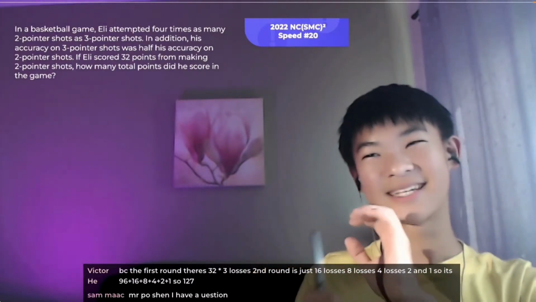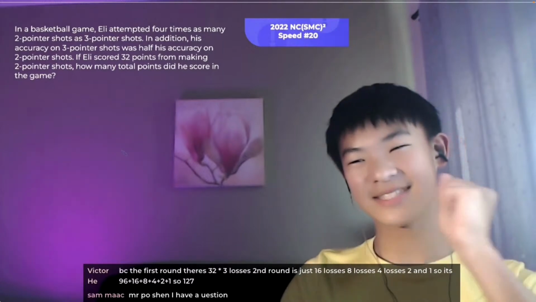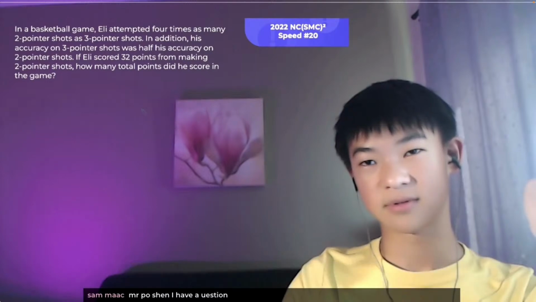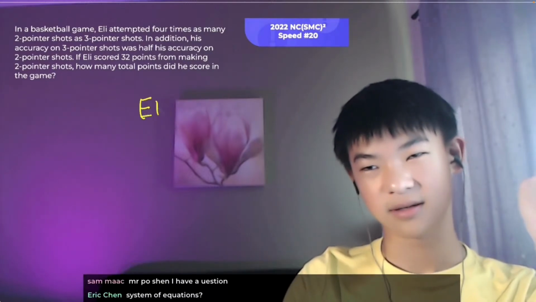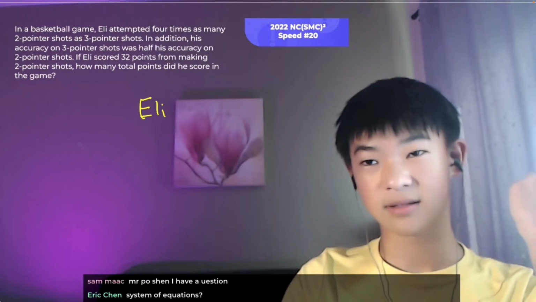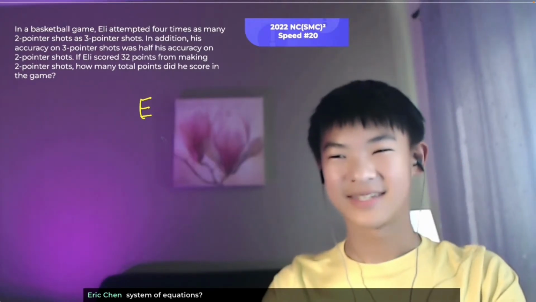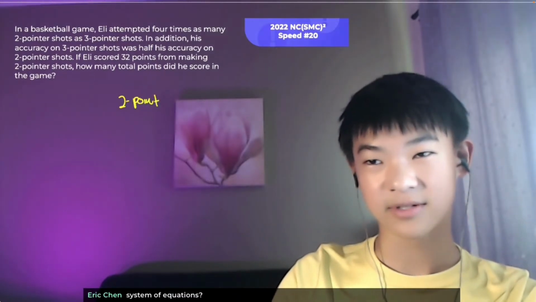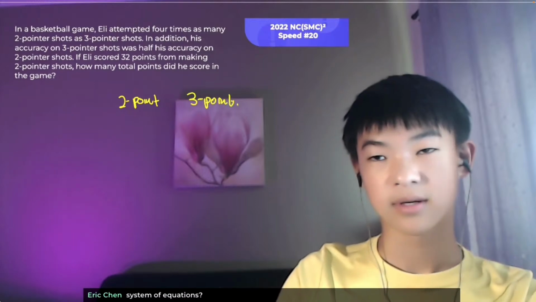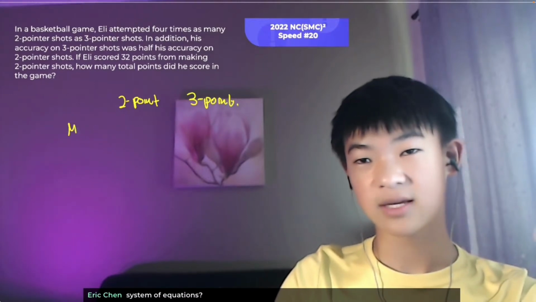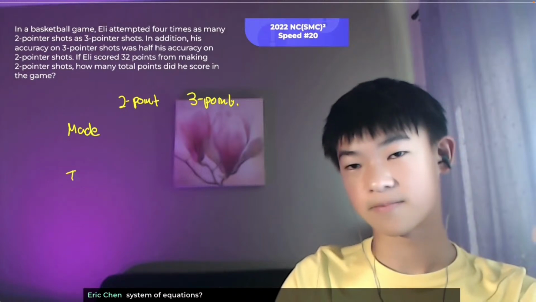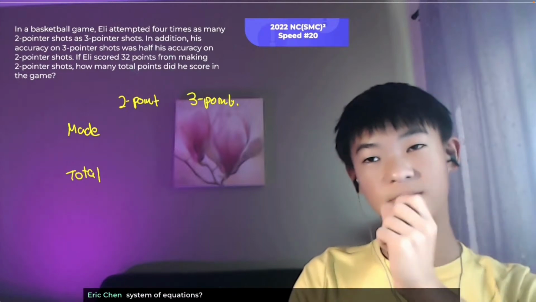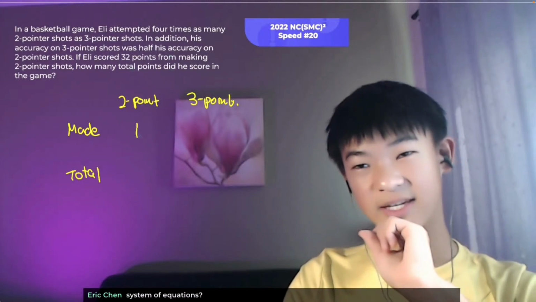Okay, for these types of problems, I really like to make a chart because that can help us be organized. So for our chart, actually, this would be a very simple chart. It would be Eli and, no, this would not be that simple. So we have 2-pointers and we also have 3-pointers. And then we have made and then total. From the problem, it says Eli scored 32 points from making 2-point shots, so he made 16.